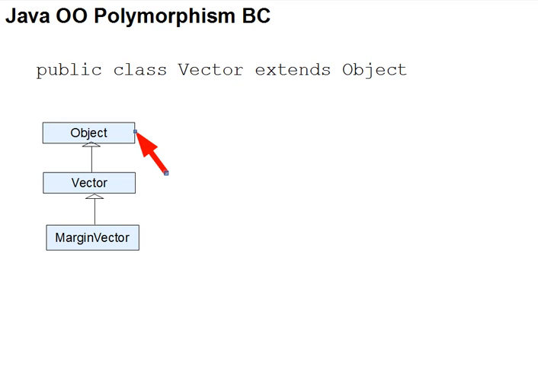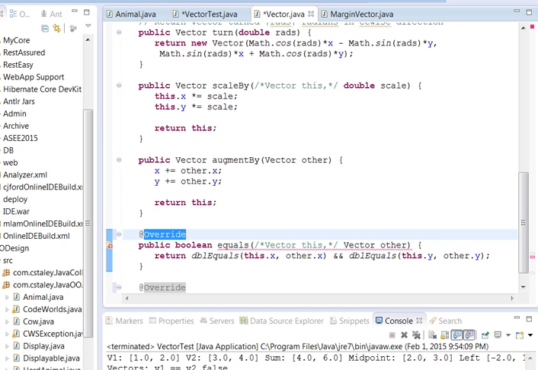In this segment, we'll finish up our look at the object base class. We'll also discuss upcasting and downcasting. So looking back at our implementation of vector here, how do we revise vector.equals to properly redefine object.equals?